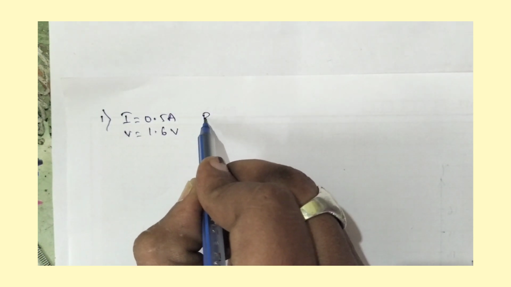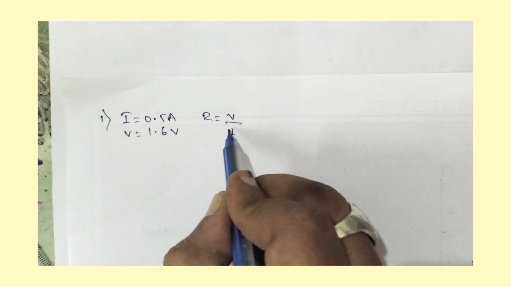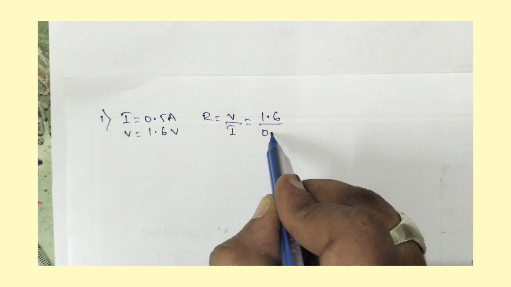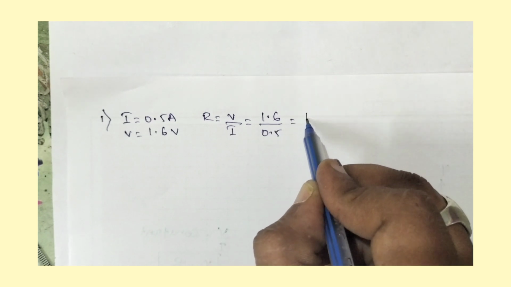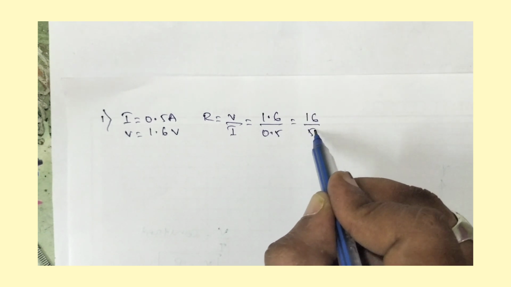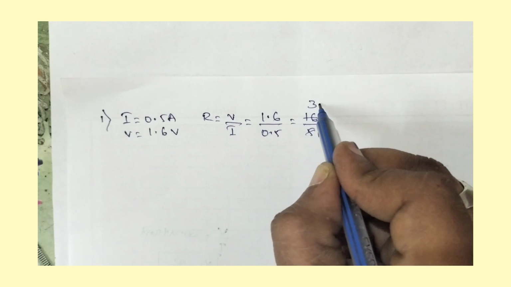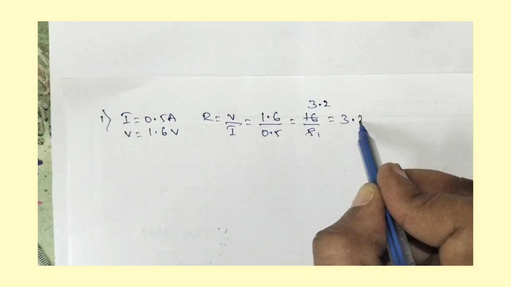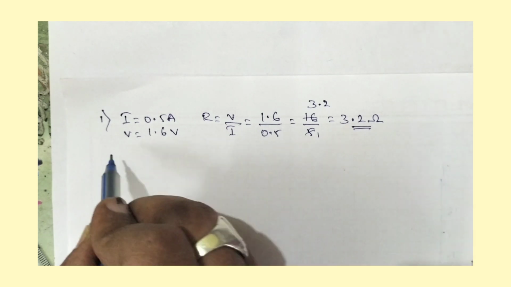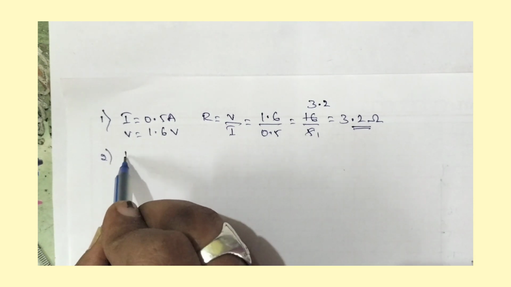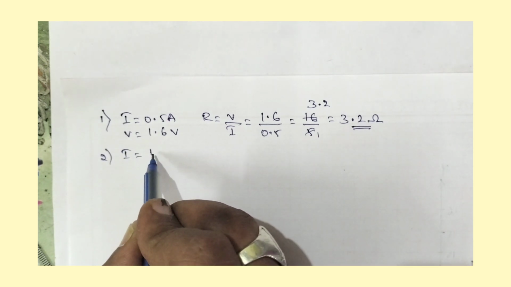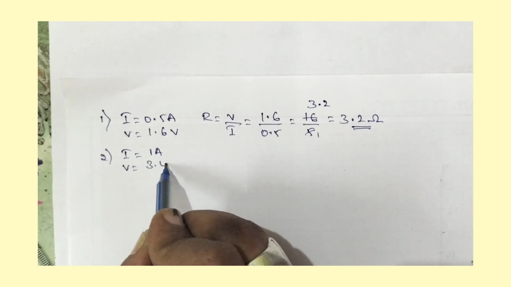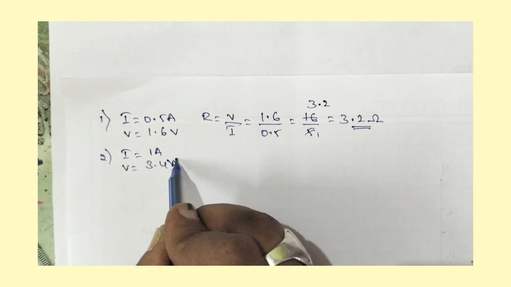So R is equal to V by I. So R is equal to V is 1.6 divided by 0.5. So it will become 16 divided by 5. 5 threes are 15, 1 remains, 5 twos are 10. So resistance will be equal to 3.2 ohm. Then second one, I is equal to 1 ampere and voltage will be equal to 3.4 volts.